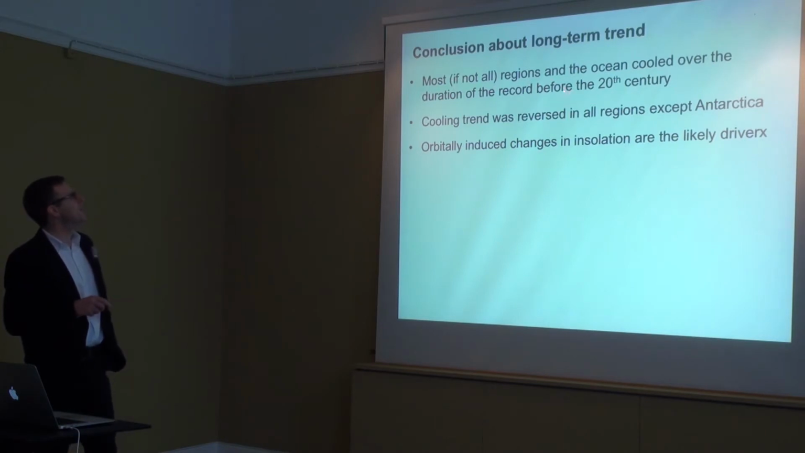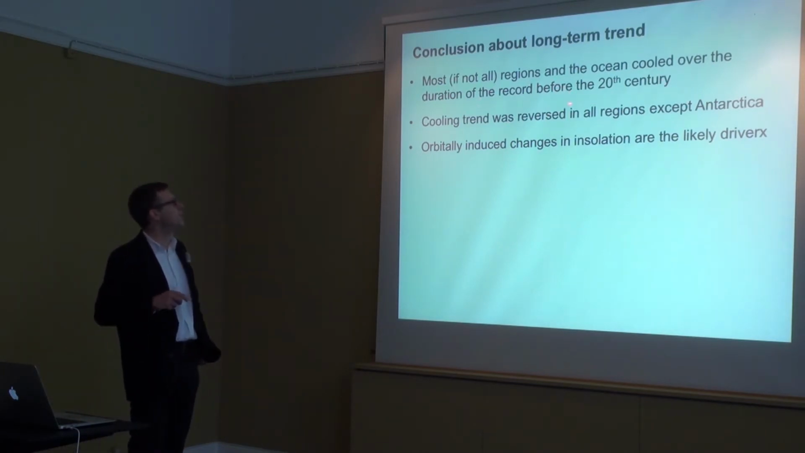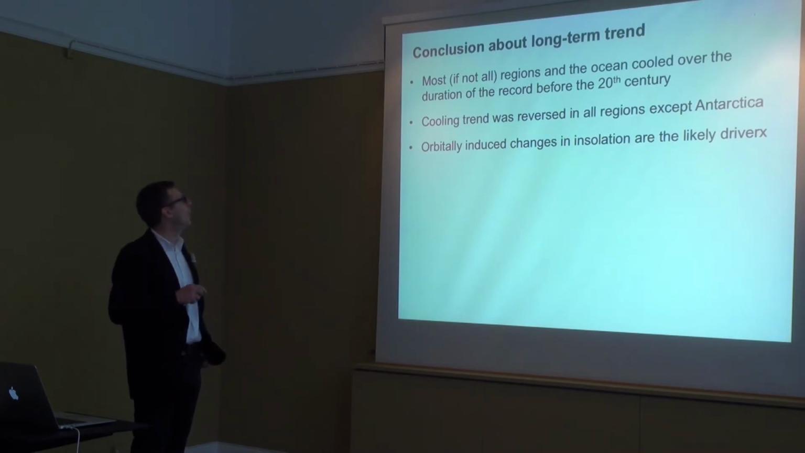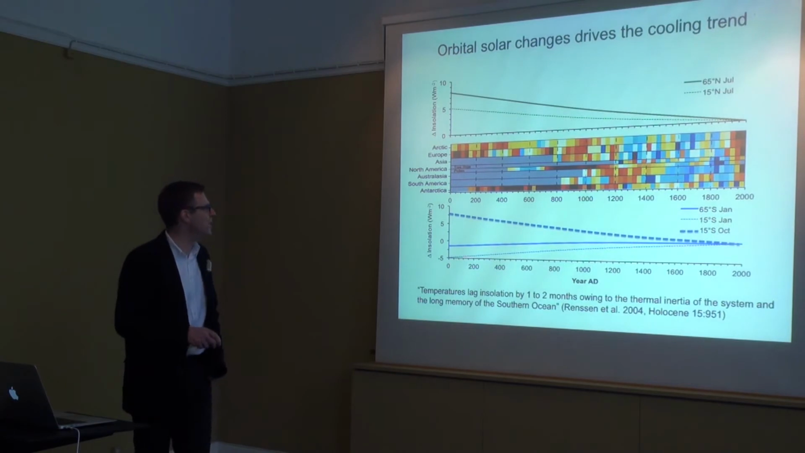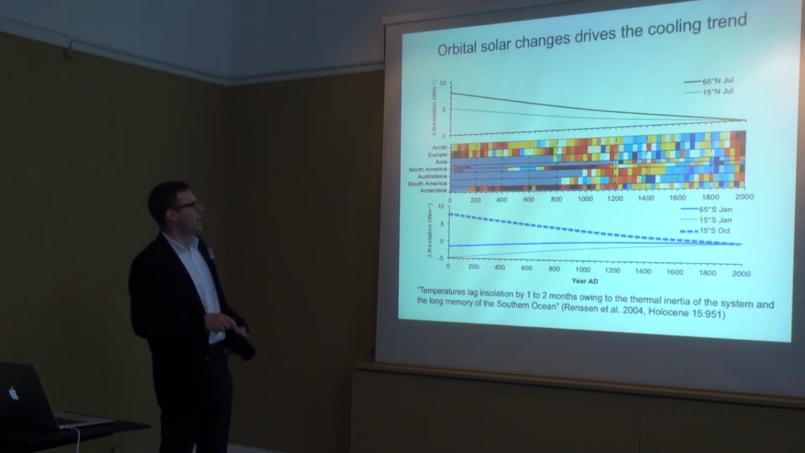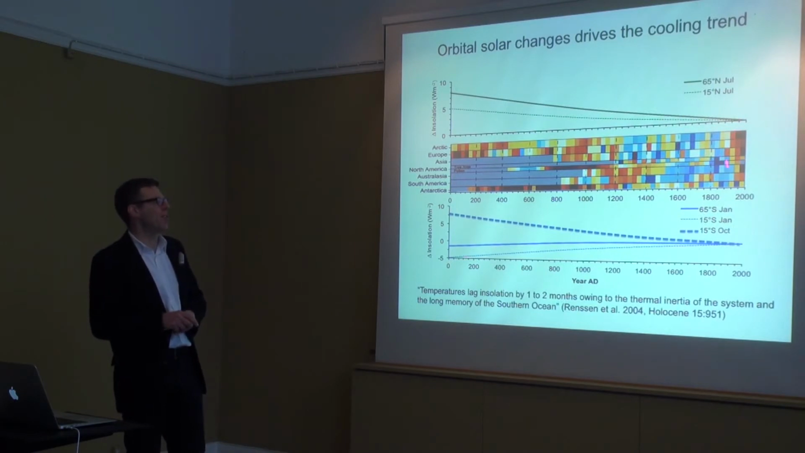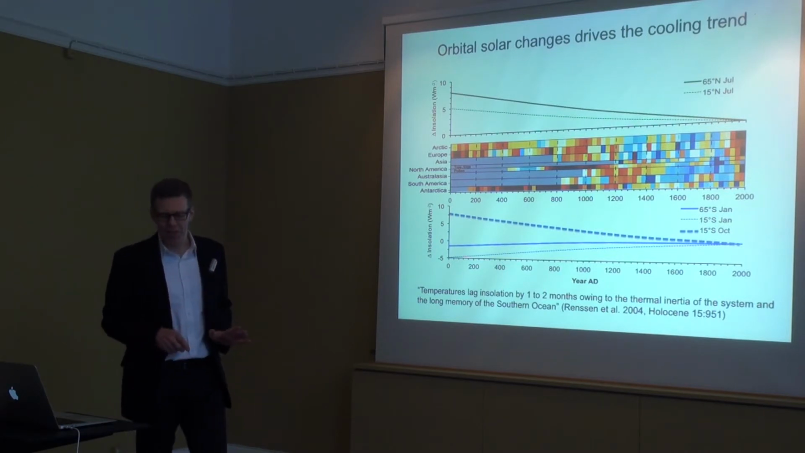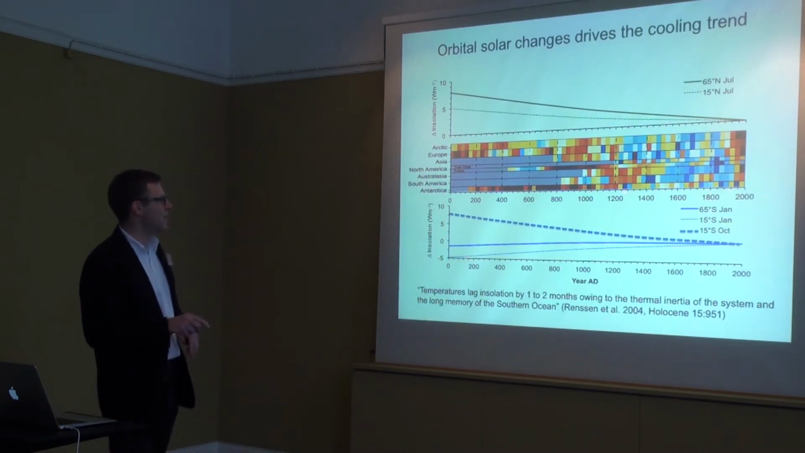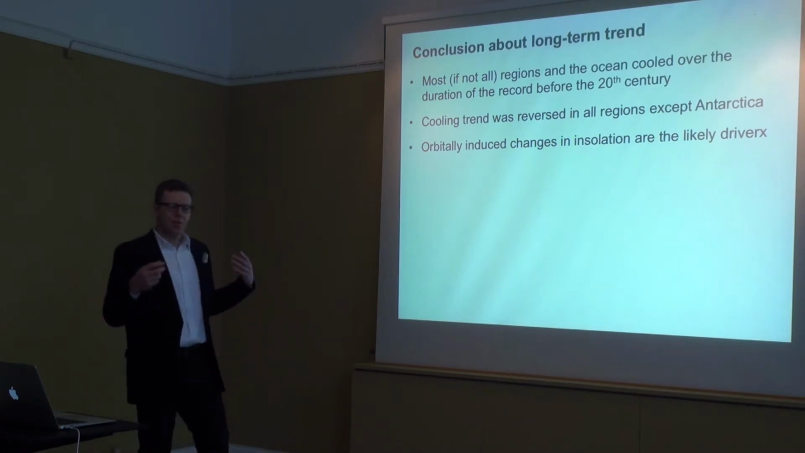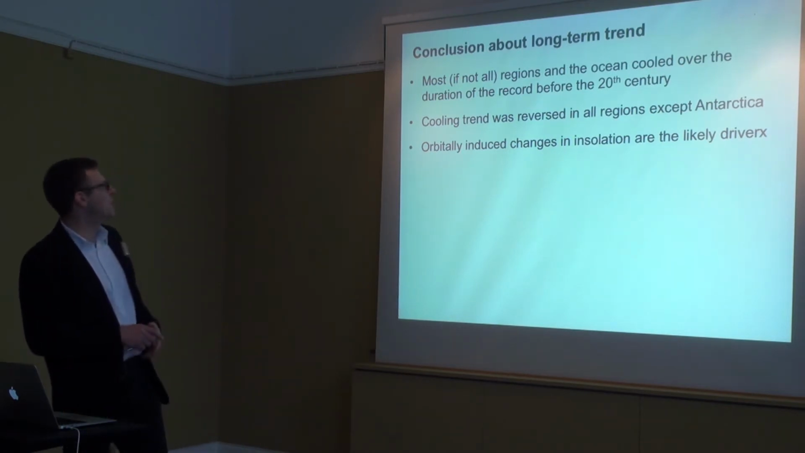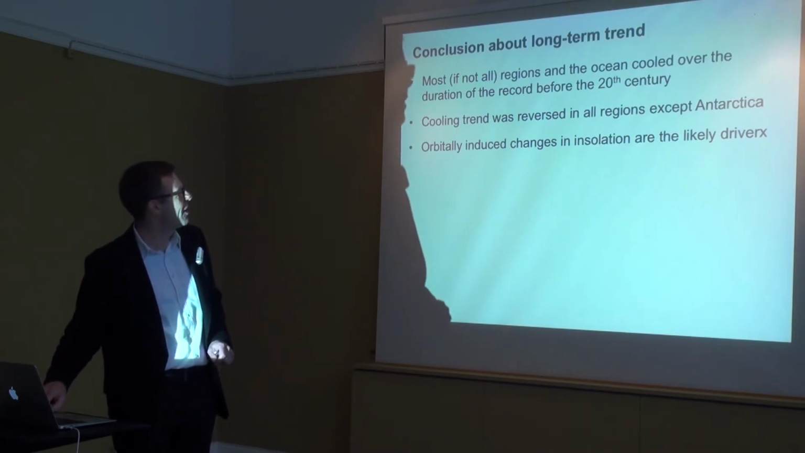So most, if not all, regions and the ocean cooled over the duration of the record before the 20th century. And the cooling trend was actually then reversed in all regions except Antarctica. Anyway, I should have stressed that. Yeah, I mean, you see the red colors here at the very end of the record. So after 1900, suddenly the cooling is reversed. All regions except here, Antarctica, are warming. And the reason for this cooling is probably orbitally induced changes in insolation. Sorry for the X.